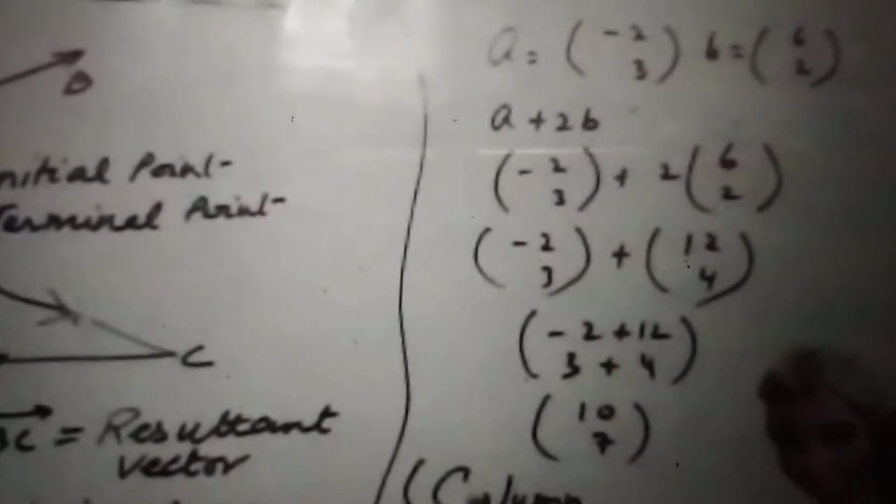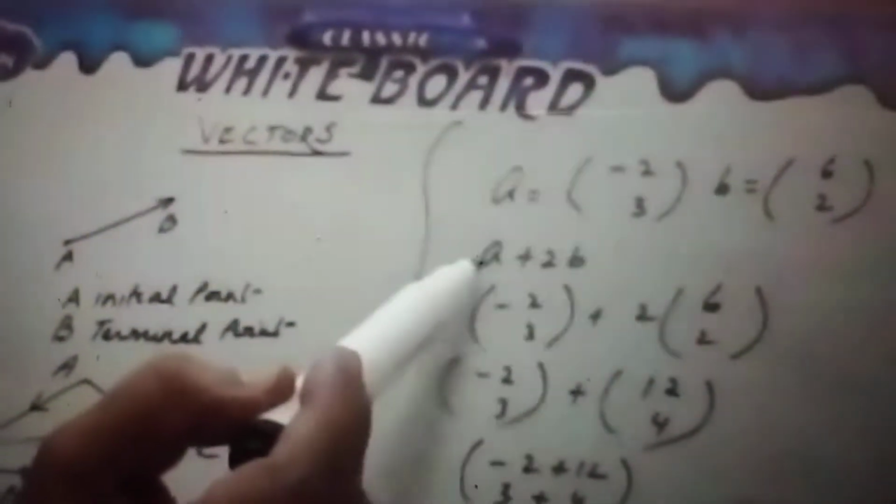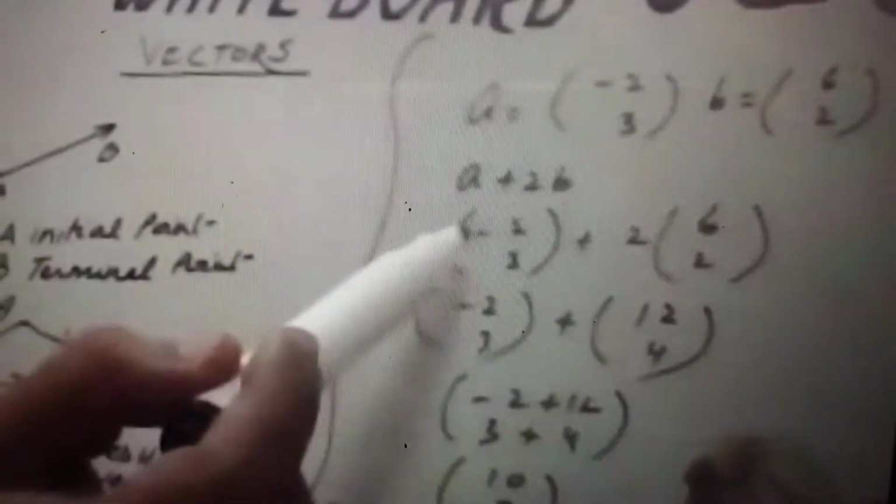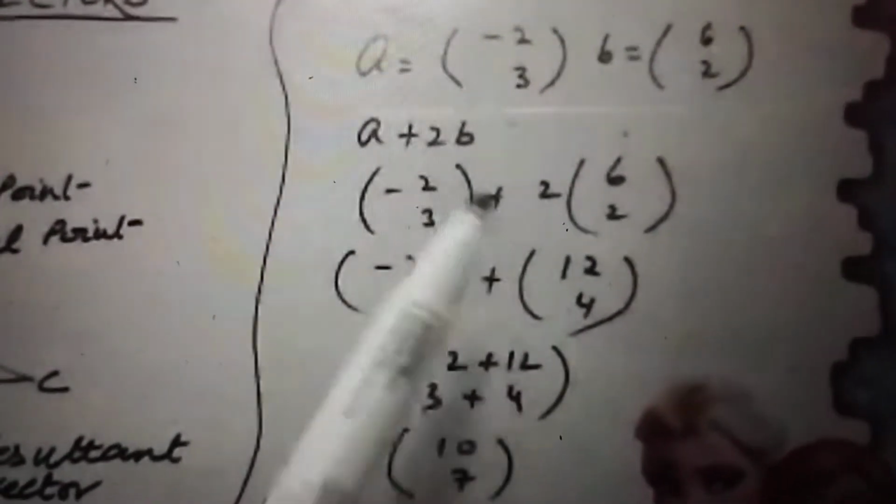Now another thing in vectors is column vectors. Column vectors are represented by matrices. For example, A is given to you as the column vector -2, 3. B is given to you as 6, 2. And you have to find A plus 2B, for example. So look at what I have written. In place of A, I have written its column vector, -2, 3, plus 2 times. Why 2 times? Because we are finding A plus 2B. 2 times the vector 6, 2.